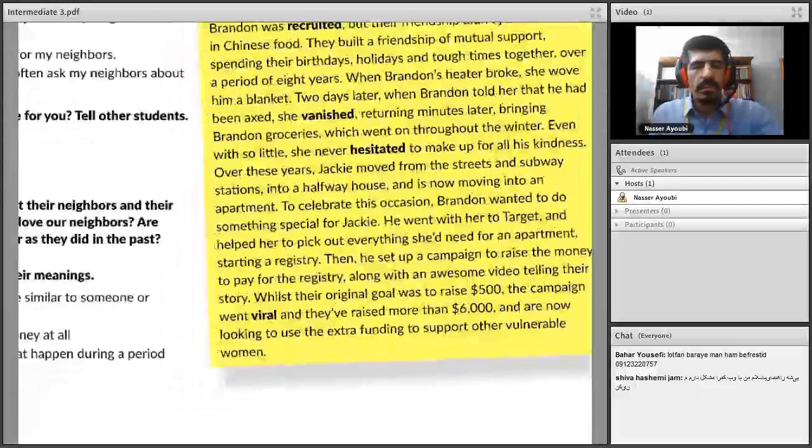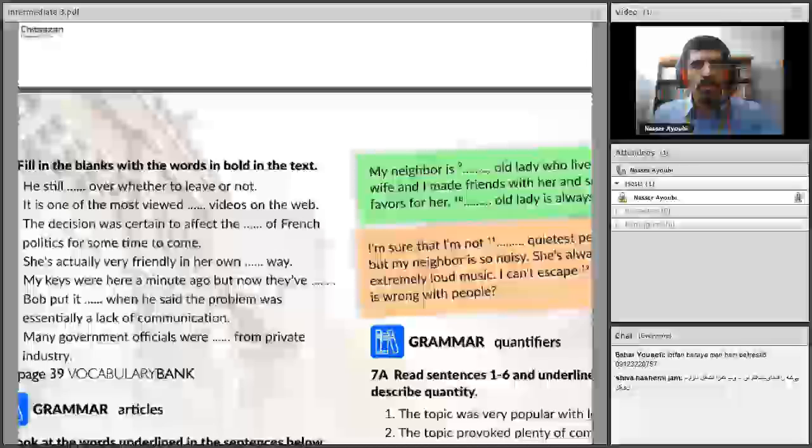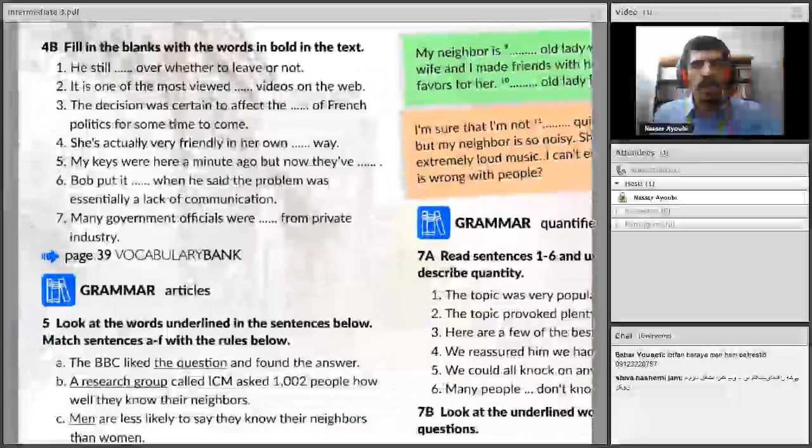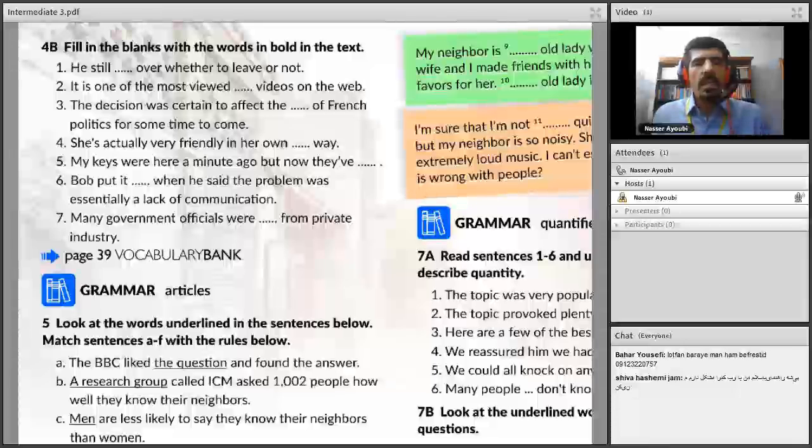Okay, this is the end of this story. Let's move on to the next page. Fill in the blanks with the words in bold in the text. Number one: He is still hesitating over whether to leave or not. We are going to use the bold words in the text. He still hesitates over whether to leave or not. He can't decide if he should leave or stay.